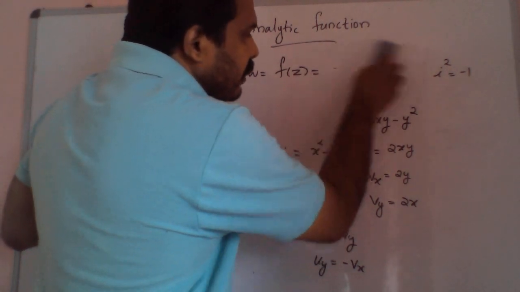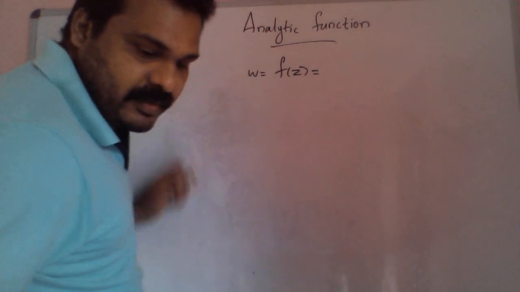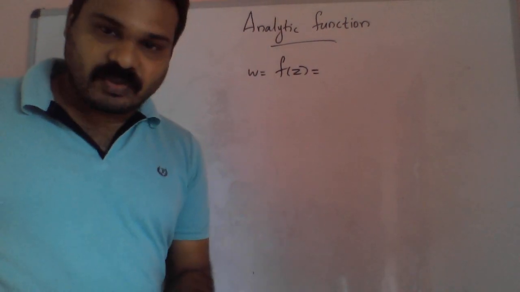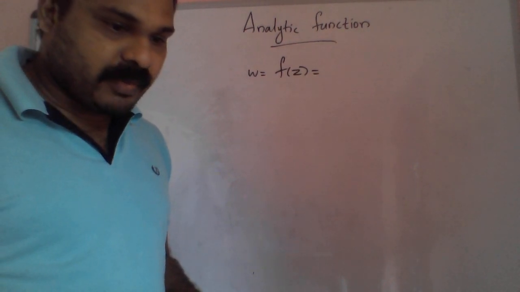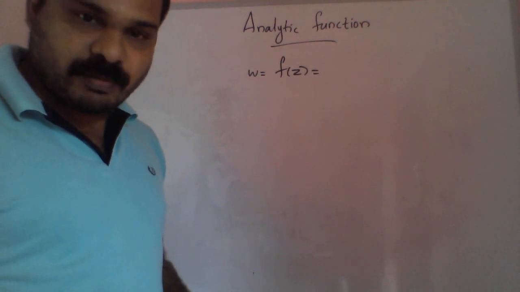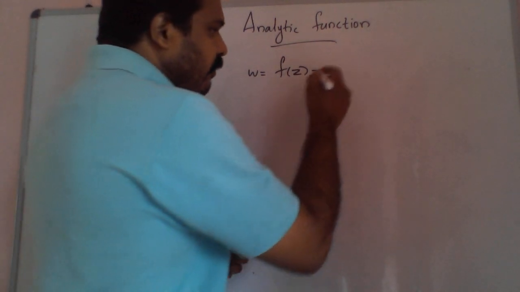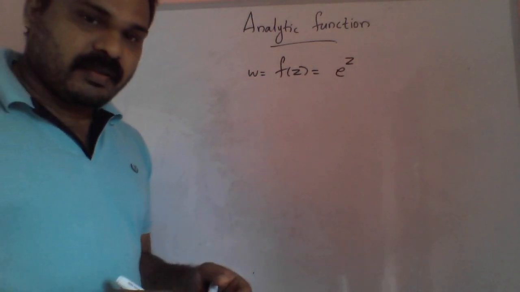Now we discuss another example. So we take the polynomials z and z square. Both z and z square are analytic. Both are polynomials and they are analytic. Now we take another function, that is the exponential function, e raised to z.